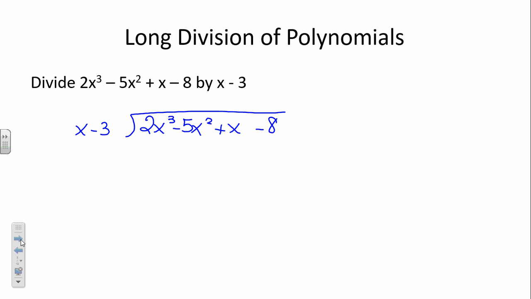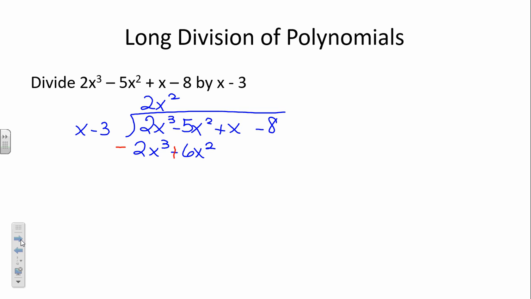So just like before, when we said how many times does 12 go into 27, this time we're saying how many times does x go into 2x cubed? So what would we have to multiply x by to get 2x cubed? 2x squared. Okay, now we multiply everybody by 2x squared. And by design, this one's going to go away, but a negative 3 times a positive 2x squared is negative 6x squared. Now we go through and we change the signs because we're subtracting.